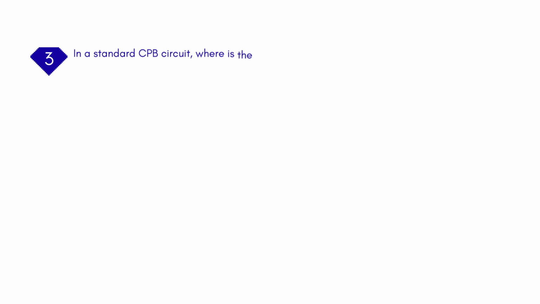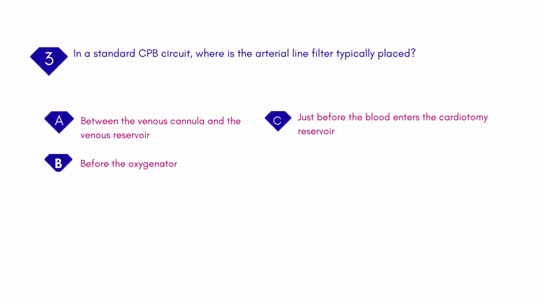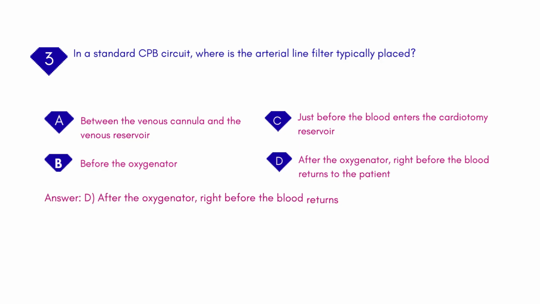In a standard CPB circuit, where is the arterial line filter typically placed? A. Between the venous cannula and the venous reservoir. B. Before the oxygenator. C. Just before the blood enters the cardiotomy reservoir. D. After the oxygenator, right before the blood returns to the patient. Answer: D. After the oxygenator, right before the blood returns to the patient.